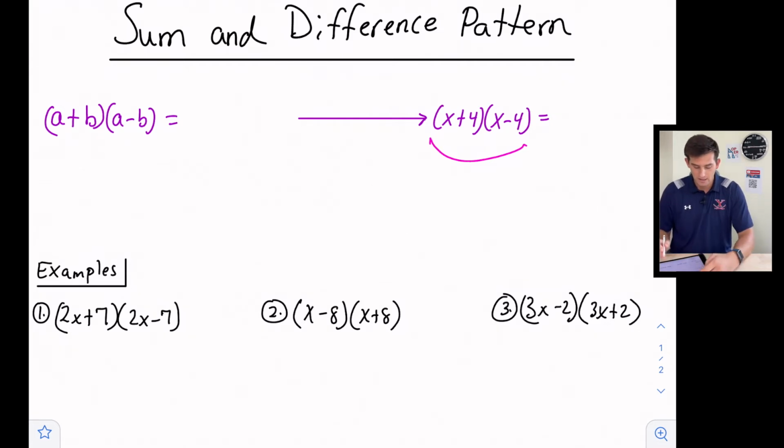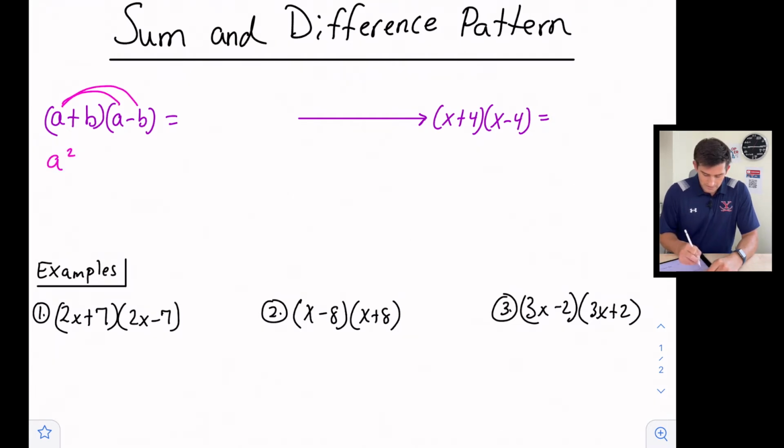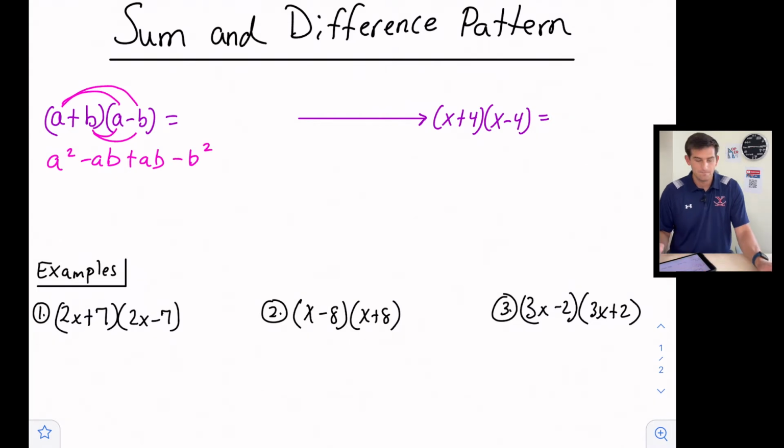Now let's see how we can evaluate it. So if we were to just look at a plus b times a minus b and just multiply those two binomials like we don't know what this pattern is and just FOIL, let's see what happens. Let's see if we can come up with what the pattern should be. So if we FOIL this, we would do a times a would be a squared, a times negative b, which would be negative ab, b times a, which would be ab, and then b times negative b, which would be minus b squared, okay?